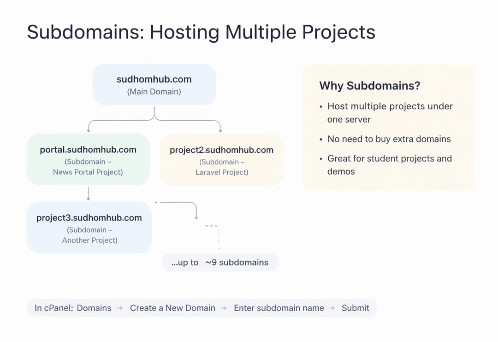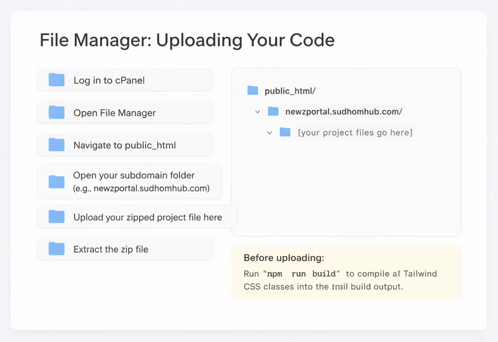To create one, you go to Domains in cPanel, click Create a new domain, type in your subdomain name, like portal.sudumhub.com, and submit. This is a great way to host multiple student projects under a single server without buying additional domains. If you ever need to host on a main domain, the instructor mentioned they'll record a separate tutorial for that.